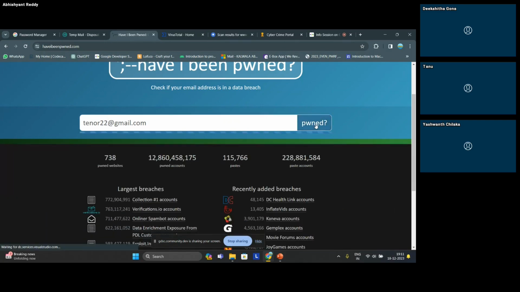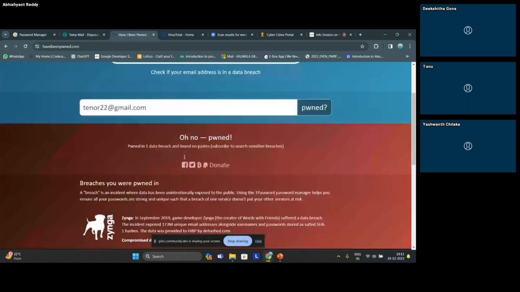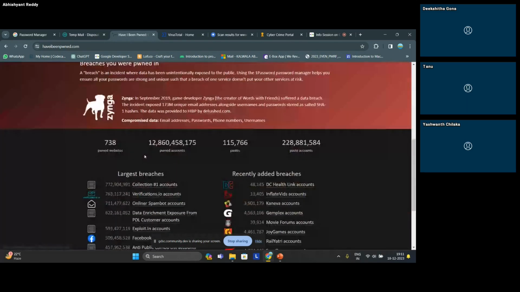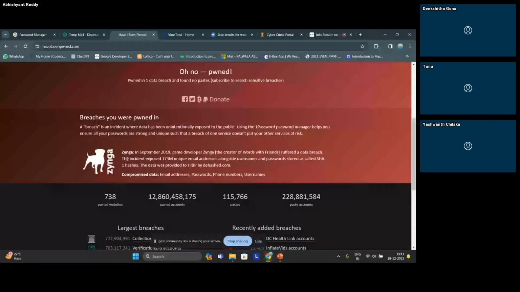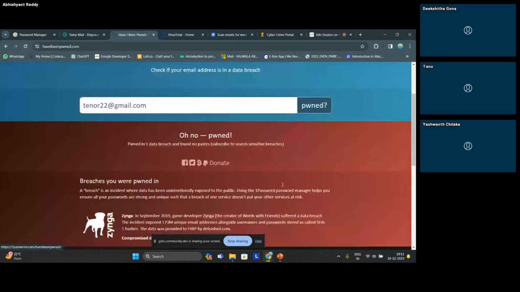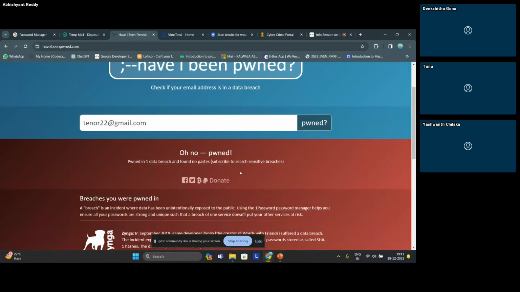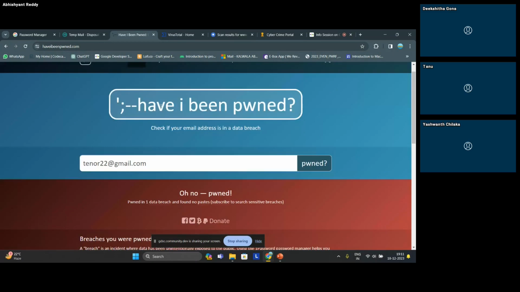For example, let's try with another Gmail ID. Okay, this shows one data breach, from some site called Singa or something, and it shows you the date, 2019, and information about what all might have been leaked: your email address, password, phone numbers, and username. So it's good that you know, and beware; you should probably change them, or change your email address, something like that.